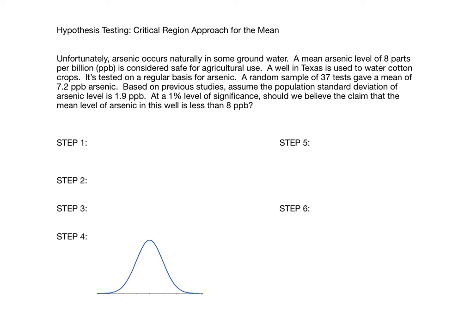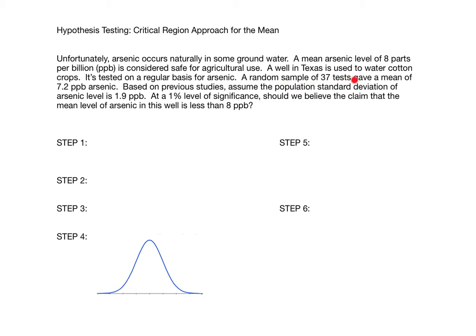In this video, we will do another hypothesis testing problem on the mean using the critical region approach. So here's the scenario. Unfortunately, arsenic occurs naturally in some groundwater. A mean arsenic level of 8 parts per billion is considered safe for agricultural use. A well in Texas is used to water cotton crops. It's tested on a regular basis for arsenic.